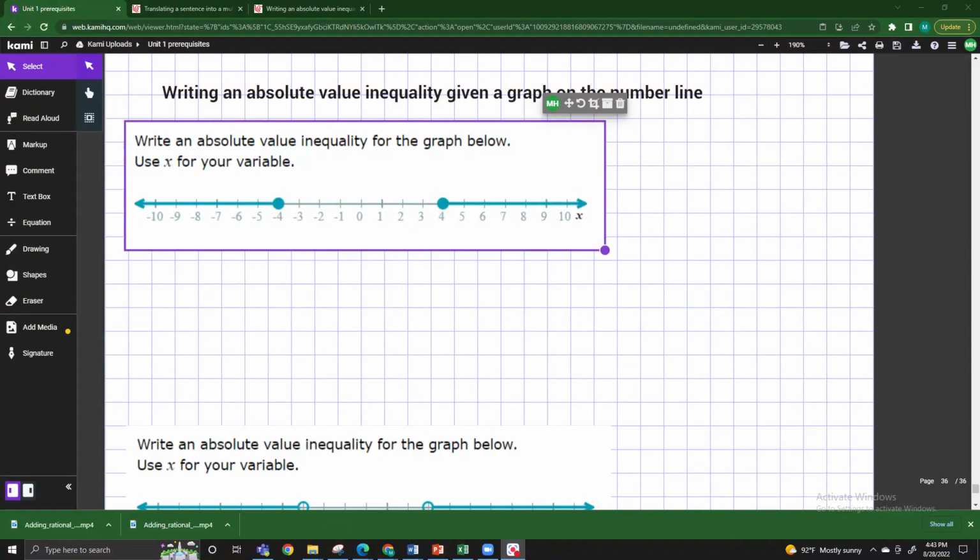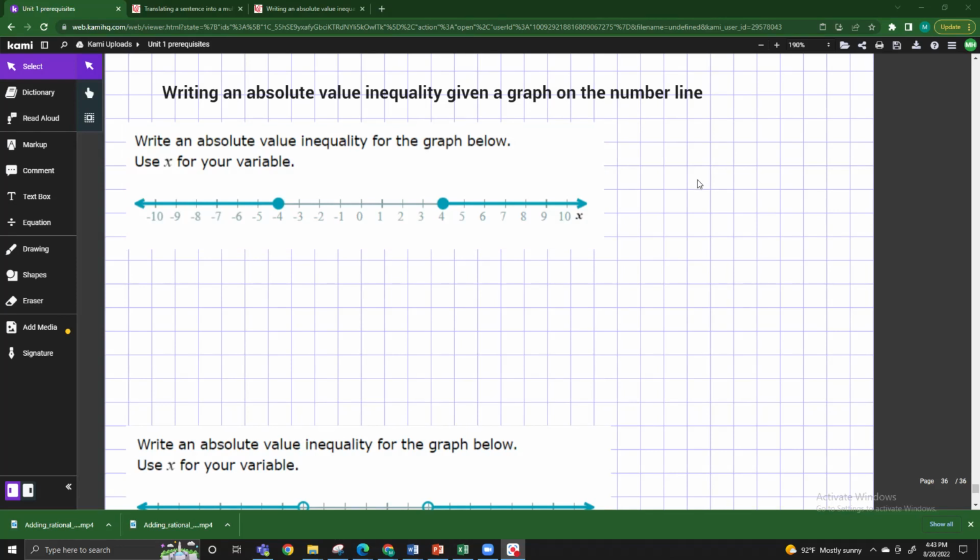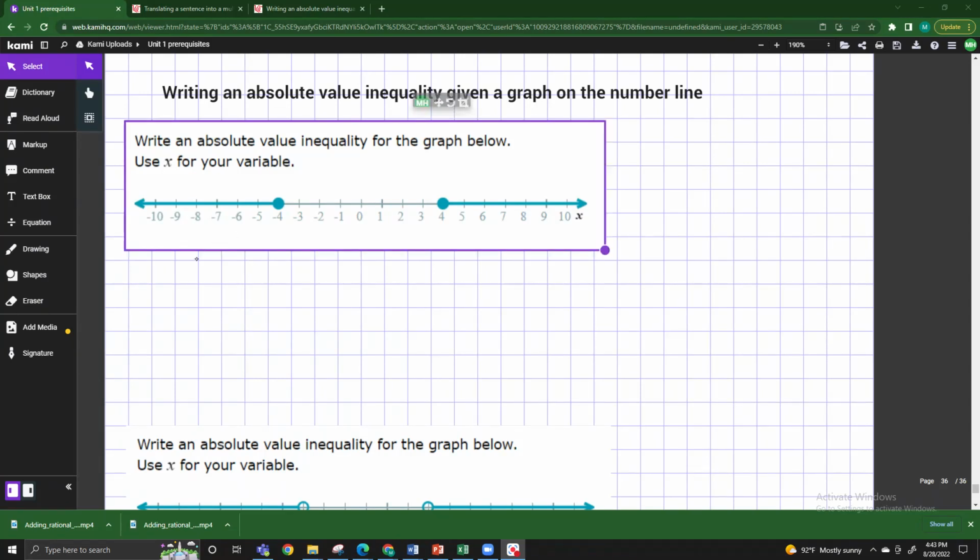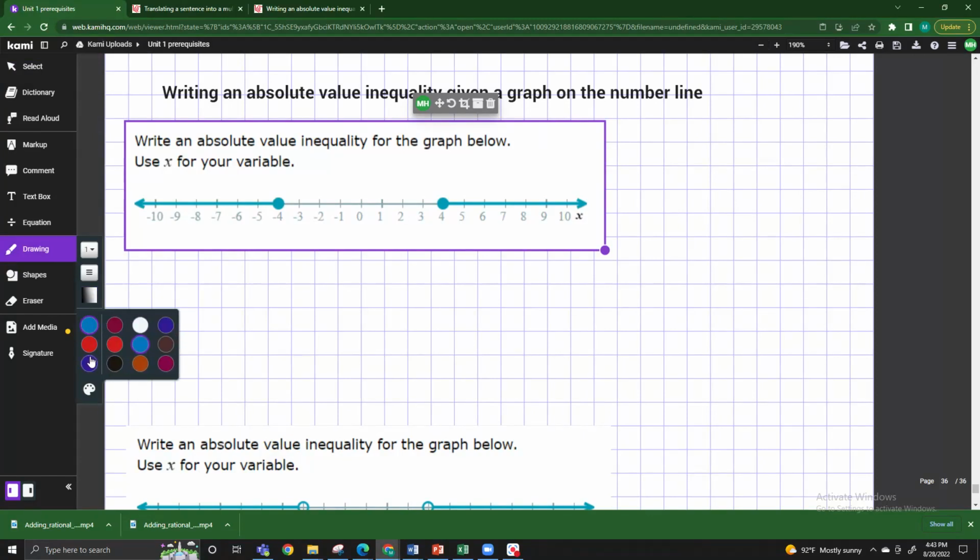So, writing an absolute value inequality given a graph on a number line. Remember, absolute value is the distance from 0. So we're talking number of spaces, and we're really looking at, is there symmetry here? Do we have the same stuff in both things? If I'm looking here, I am 4 spaces, and I am 4 spaces from 0 here.